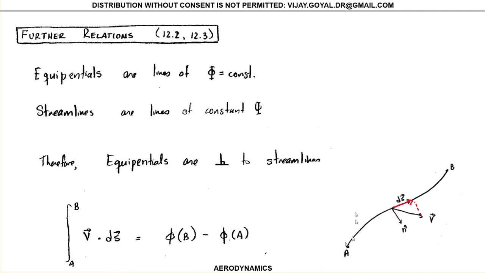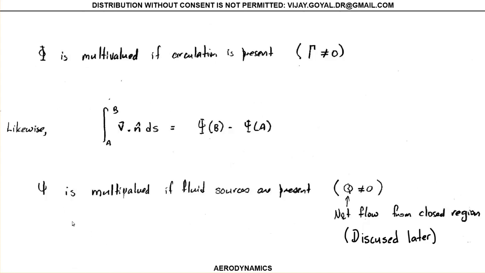And then when I do this, I can show that this is actually equal to this: the value of my potential at point B minus the value of my potential at point A. Let me just show you this, just so you can really understand where it comes from.